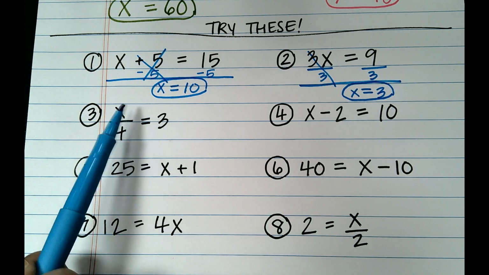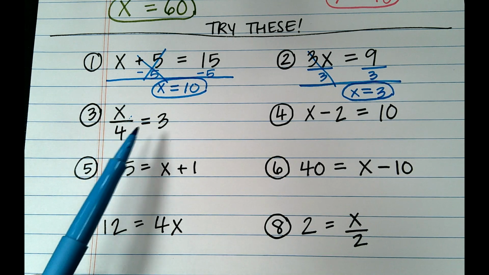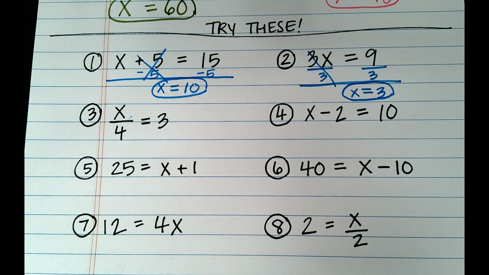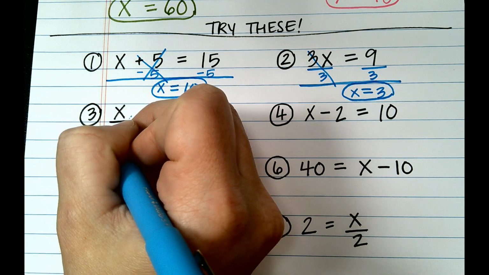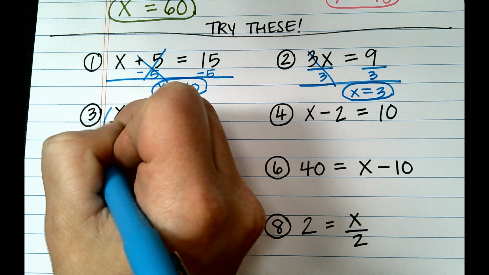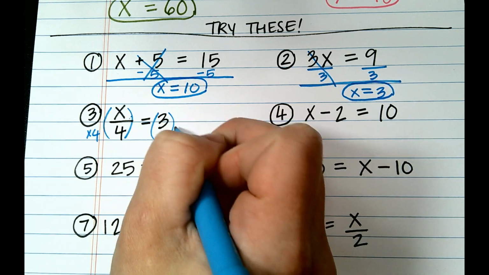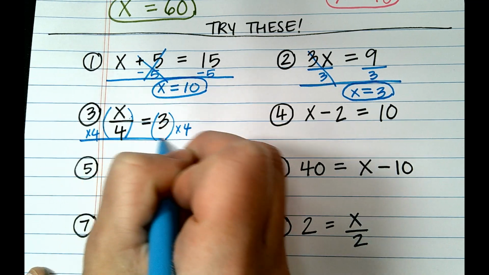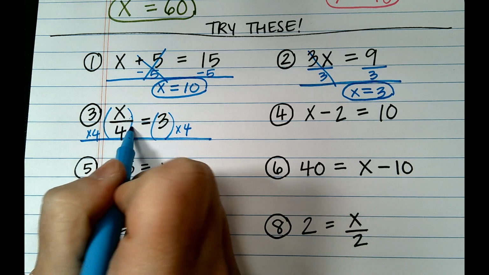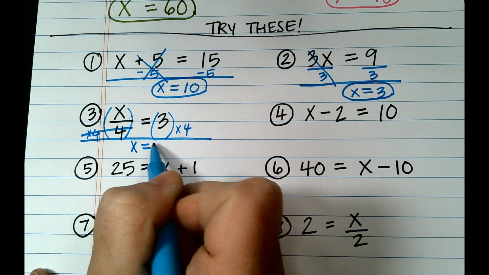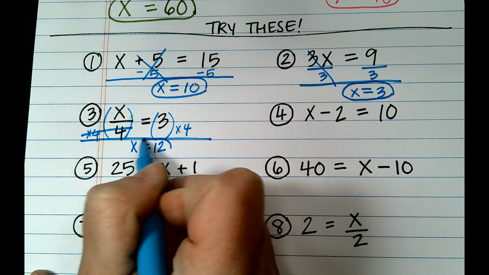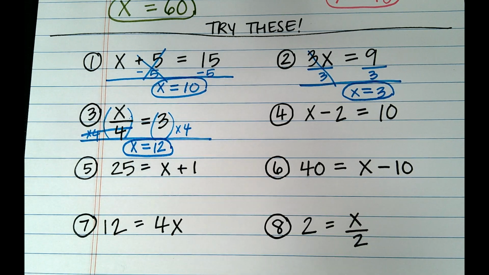Okay, number 3. X divided by 4 equals 3. How do I solve this? Times 4. Multiply by 4 on both sides. The 4's cancel. And X equals 12. Perfect. Okay.